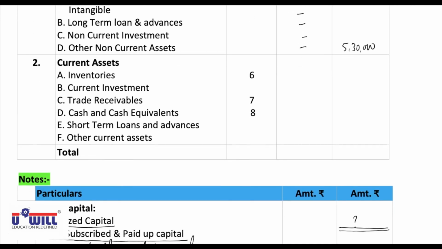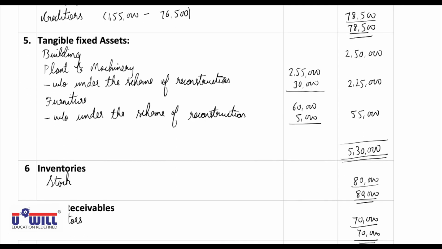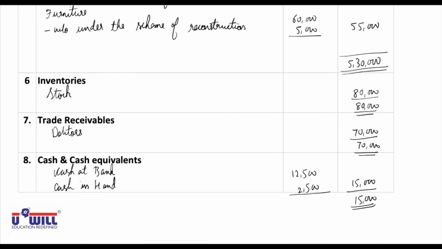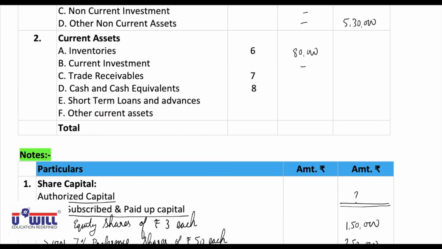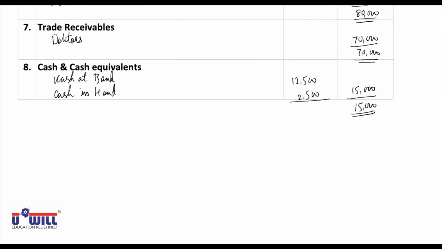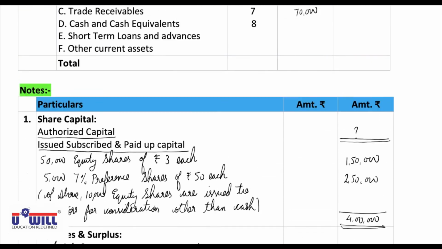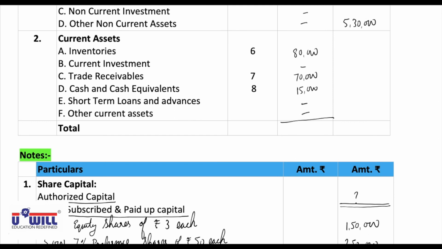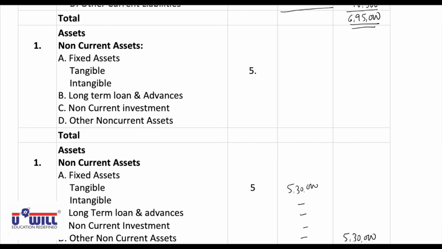Inventories as per note 6, all of you can see, is 80,000. Current investments we don't have. Trade receivables as per note 7 is 70,000. Cash and cash equivalents as per note 8 is 15,000. No short term loans and advances and other current assets. So 1,65,000, and then 530 plus 165, 6,95,000. All of you can see it matches with equity and liabilities.